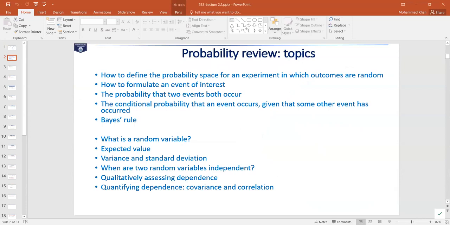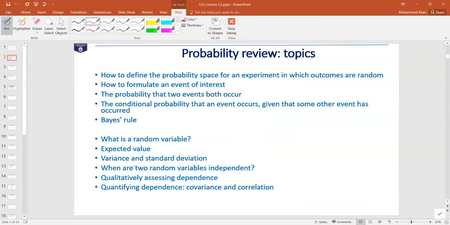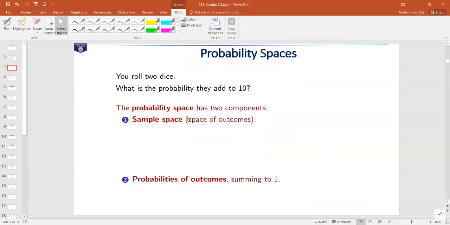So we'll cover until variance and standard deviation. So first, we are all familiar with this problem. If we roll 2 dice, or we roll 1 die, something like that, and then we have a question like, what is the probability that they add up to 10, or what is the probability of this?